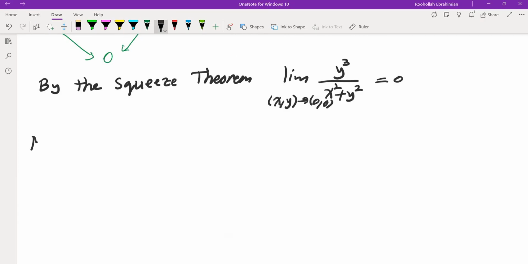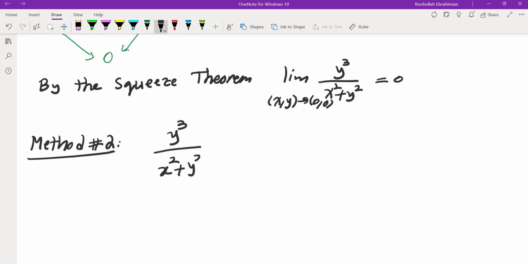I will give you one more solution for this problem. So here's method number two. We are going to use inequalities to get rid of the denominator. So if you look at y cubed over x squared plus y squared, I still need to put absolute value because I'm trying to use inequalities. And when you're dealing with inequalities, you have to be careful about things being negative or positive.